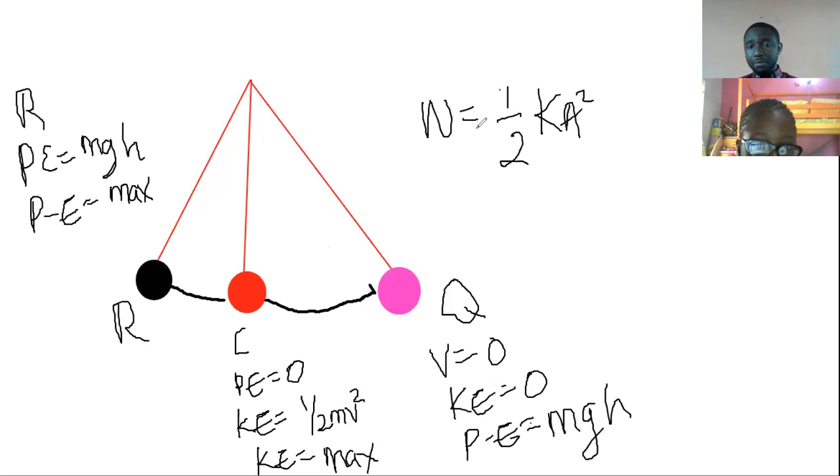So the total energy for a simple harmonic motion, that's the maximum total energy stored in a spring or in a simple harmonic motion, is half Ka squared. Please write this, where A is the amplitude of motion, or maximum displacement from equilibrium position, and K is the force constant of the spring.